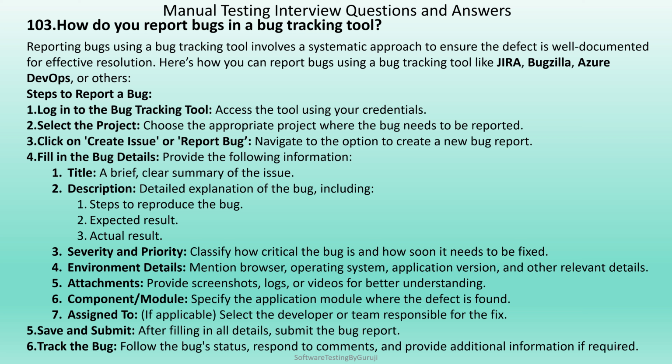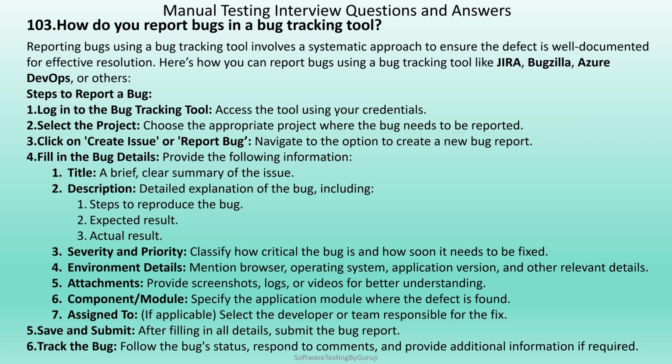Third, click on create issue or report bug. Navigate to the option to create a new bug report. Fourth, fill in the bug's details. Provide the following information. First, title, a brief clear summary of the issue. Second, description, detailed explanation of the bug including steps to reproduce the bug. Then expected result. Then actual result.